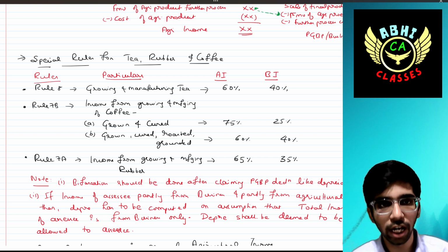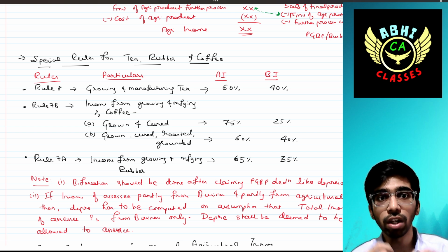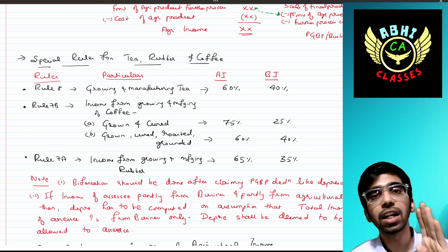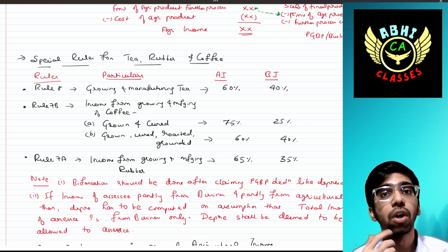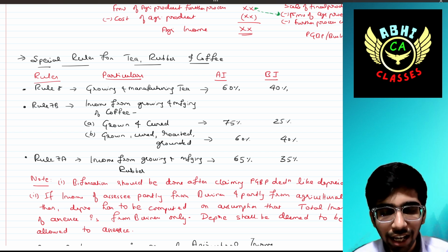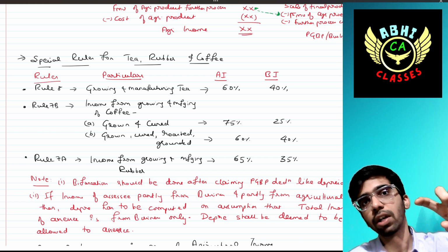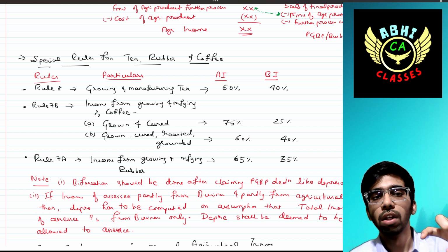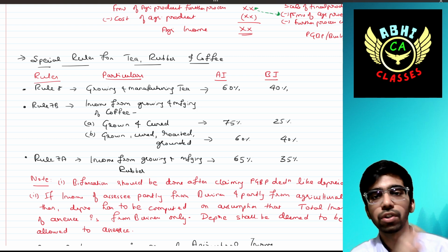Rule 7B says that for income from growing and manufacturing of coffee, first, if the coffee is only grown and cured, then agriculture income will be 75% and business income 25%. If the coffee is grown, cured, roasted and ground, then the agriculture income will be 60%, 40%. If it is given in the question only grown and cured, 75, 25. Along with that, roasted and ground, it will be 60, 40. Rule 7A says that for income from growing and manufacturing of rubber, it is 65, 35.